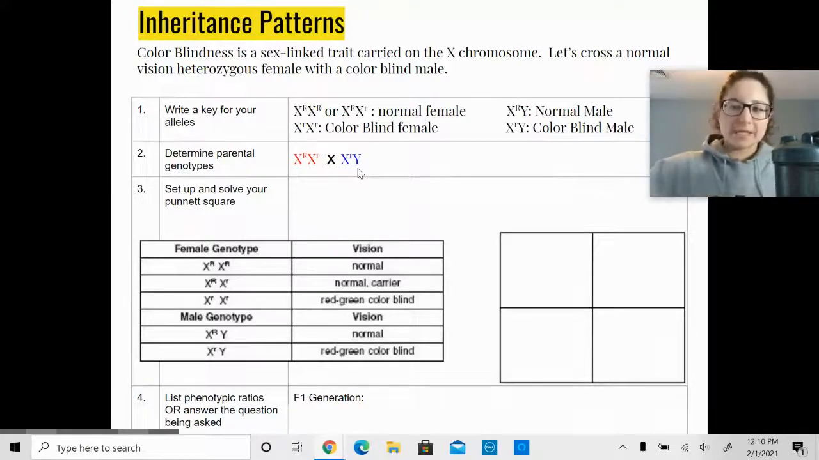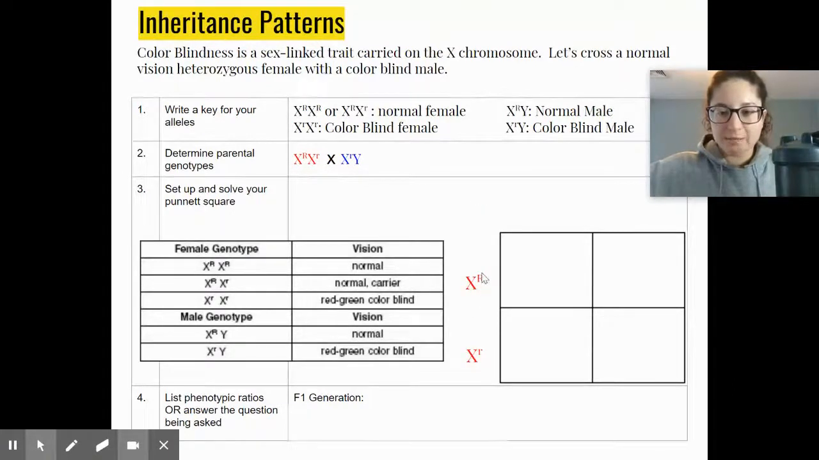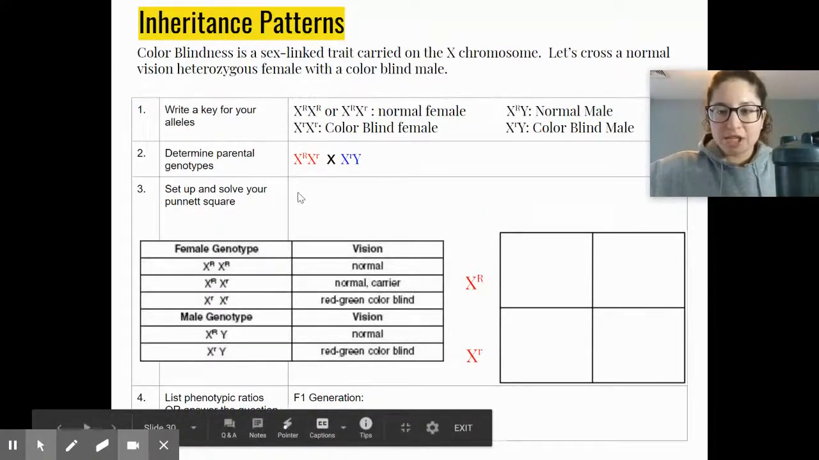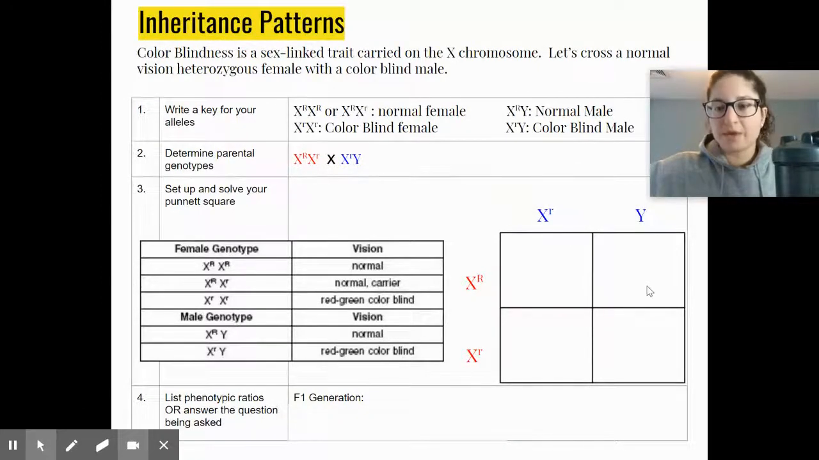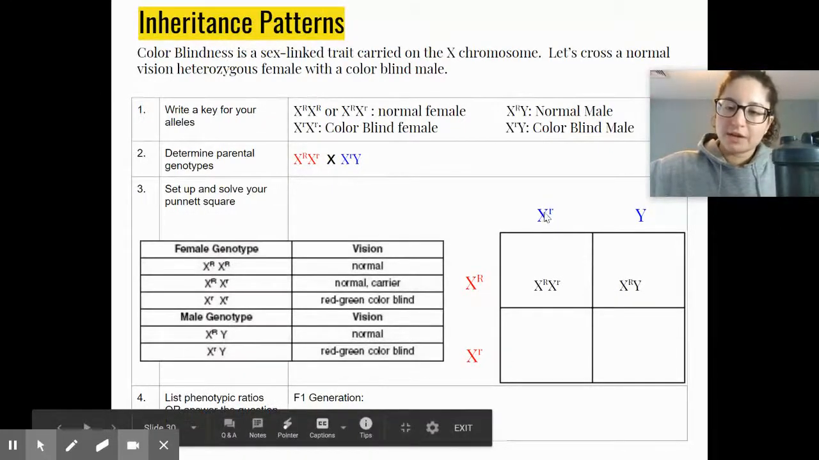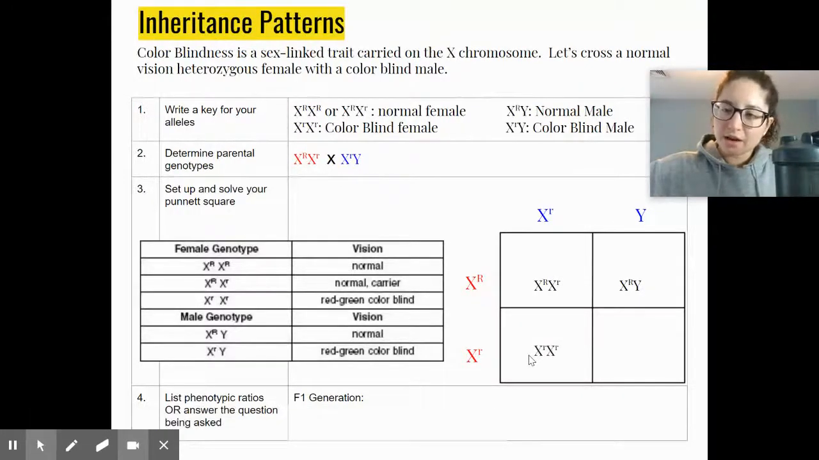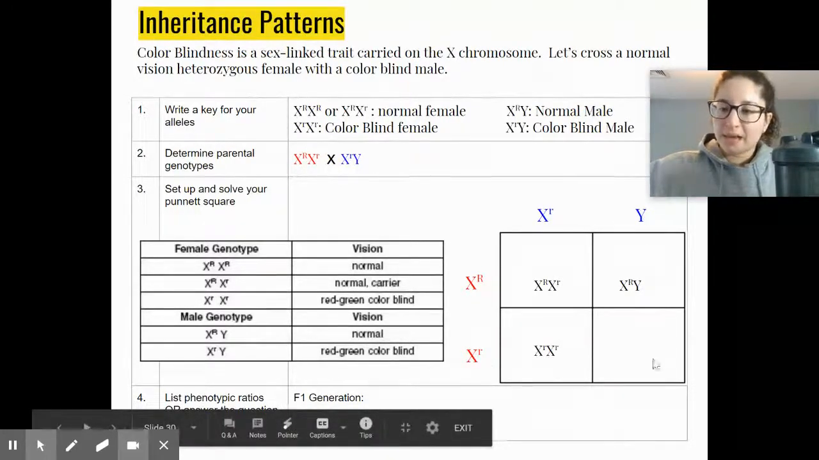We set the Punnett square up exactly the same. So we take mom's genotype and we write it down the side. So mom is X big R, X little r. Dad's genotype gets written across the top. So he's X little r Y. And then we fill it in the same way. So we bring this gamete over here, this gamete over here to get X big R, X little r. We bring this gamete over, this gamete down to get X big R Y. This gamete comes over, this gamete comes down for X little r, and then this gamete comes over, this gamete comes down to get X little r, Y.